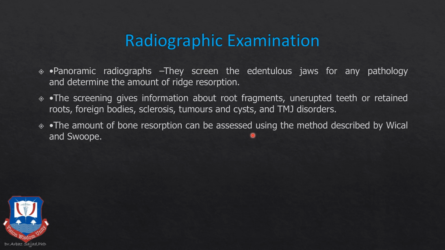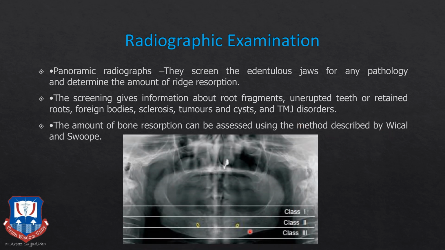The amount of bone resorption that has happened can be assessed by a method given by Wical and Swoope. By measuring the distance from the lower border of the mandible to the inferior border of the mental foramen, we can classify the bone resorption. In class 1, usually the height of the residual ridge should be 3 times the height from the inferior border of the mandible to the mental foramen. So this is an ideal ridge, which is a class 1. If it is less than that, it is class 2, and if it is very severe, it is class 3 ridge resorption.